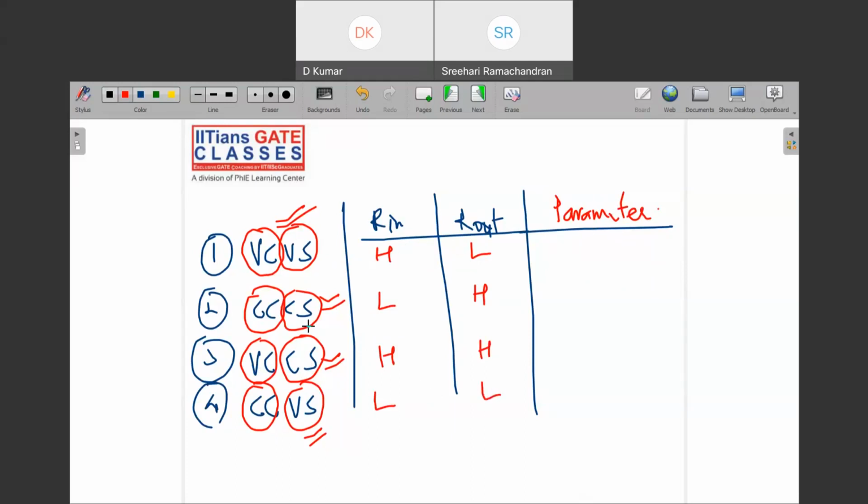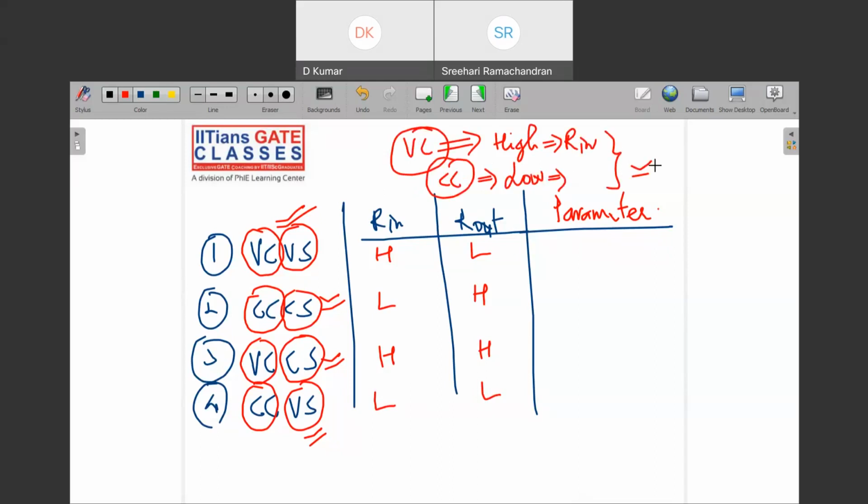And the trick I would like to tell here is that if there is a voltage control, always keep in mind the input resistance will be high. And if there is a current control, the input resistance will be low. This is just a trick to remember, okay? Remember this. Srihari, have you understood this? Yes, sir. Voltage control means input resistance will be high, current control means input resistance will be low.